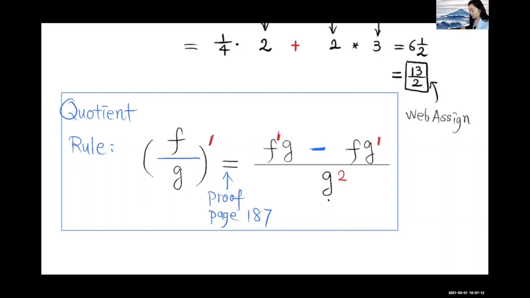So I put it in this way so you can relate this with the product rule. The product rule here will be adding, right? But then the quotient rule here is subtracting, okay? So f prime g subtracting f g prime, and then all of this over g squared, okay? I'm not going to prove it today, and the proof of this is on page 187, okay?